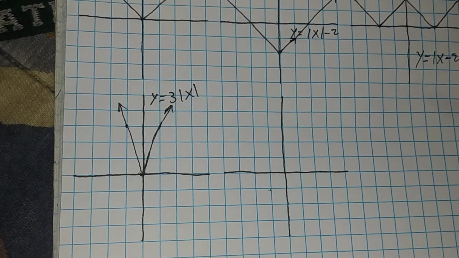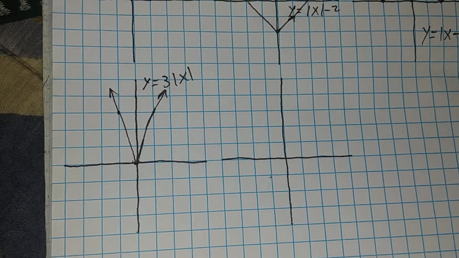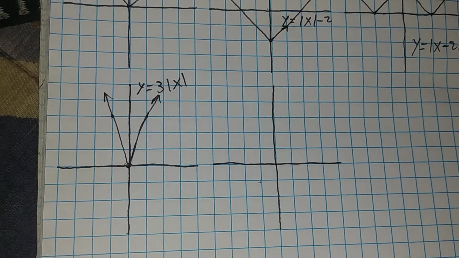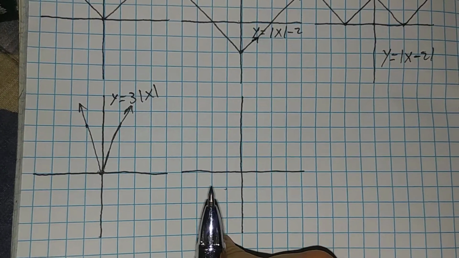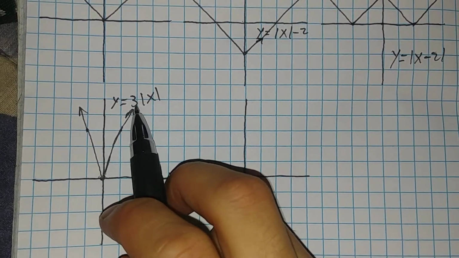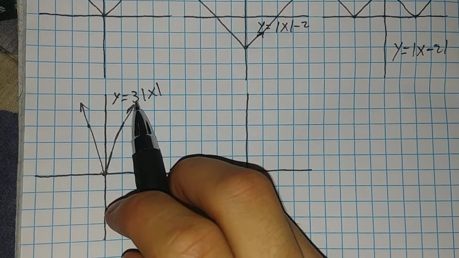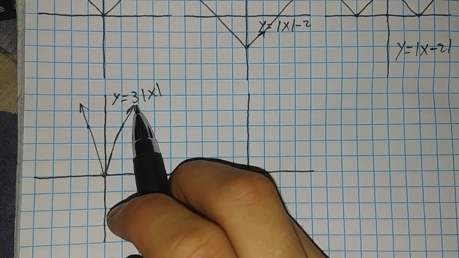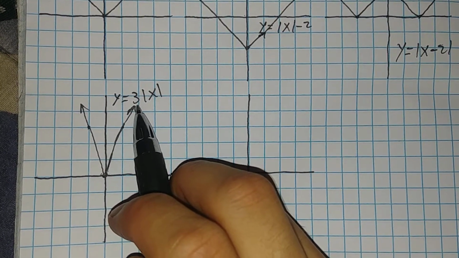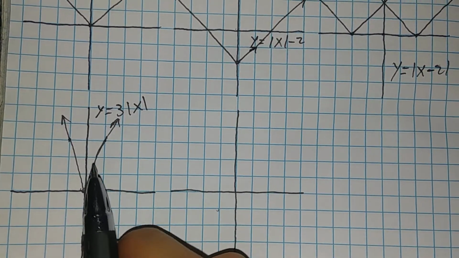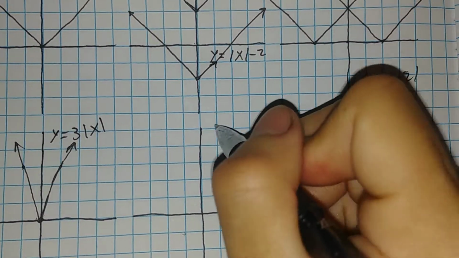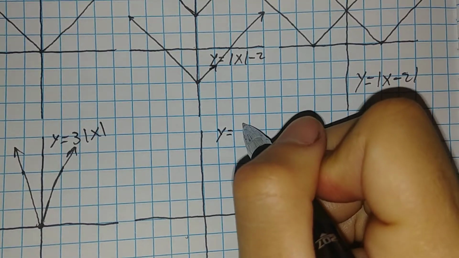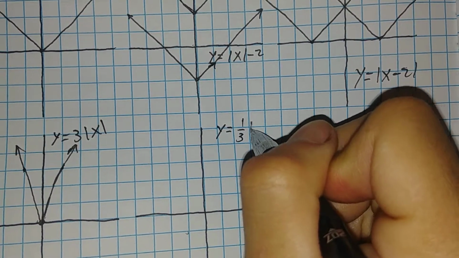So this is a horizontal compression by a factor of 3. Now, this is when this value is greater than 1. If this value is greater than 1, we have a horizontal compression by whatever this factor is. Now, let me do another example where A, instead of being greater than 1, is less than 1. So what about 1/3 the absolute value of x?